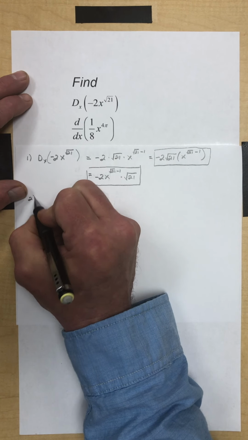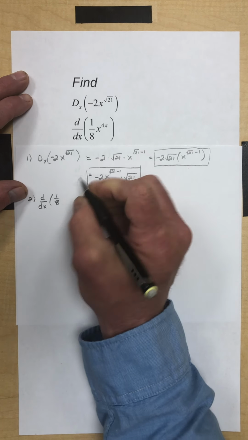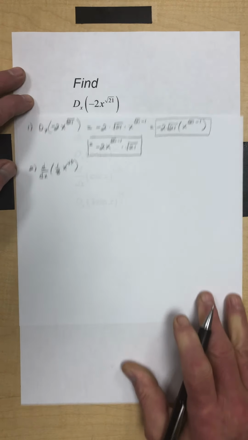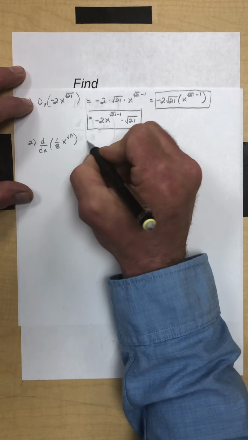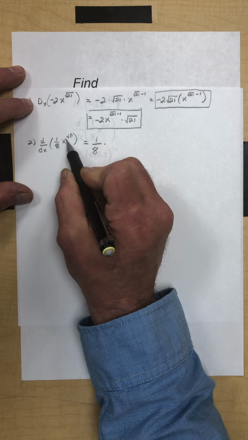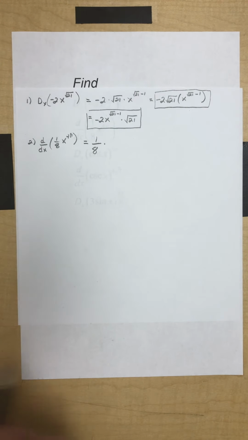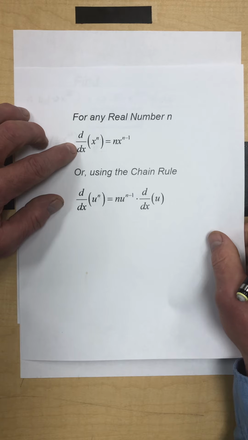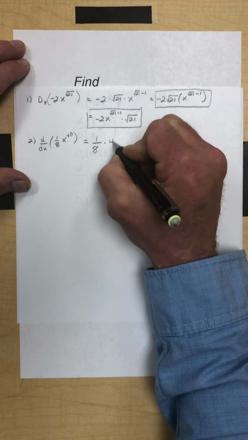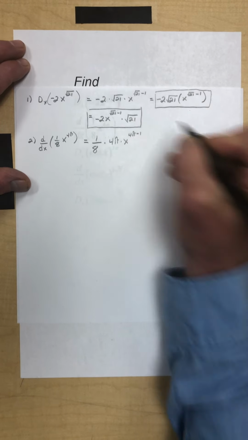Okay, the second one. We're going to take d dx of 1/8 x to the 4 pi power. All right, so let's see what we've got going on. Well, the 1/8 is just a constant multiplier, so that stays out front. Now again, x is not a quantity, it's just a variable, and 4 pi is a constant, so we can go right back again to our top row. We don't have to worry about the chain rule here. So I take the 4 pi, move it out front, 4 pi times x to the 4 pi minus 1 power.